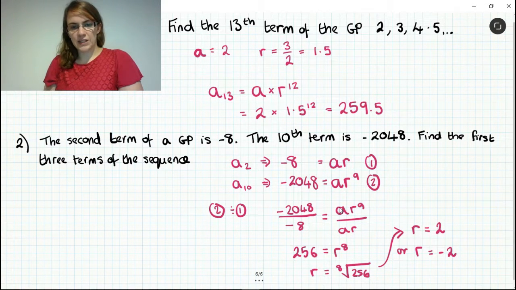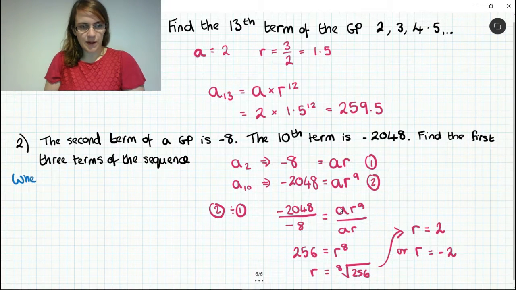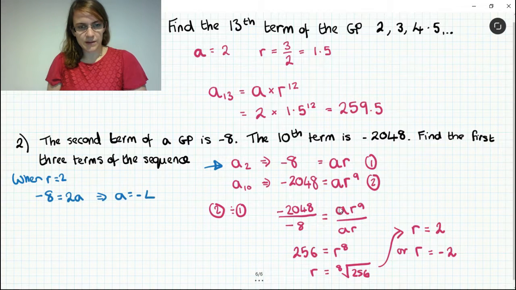So there are actually two possible sequences in this case. So now we've got our two possible values of r. For each value of r, I'm going to work out the first three terms of my sequence. So when r equals 2, I know that from my second term being minus 8, minus 8 is equal to 2a, which gives me a is equal to minus 4.